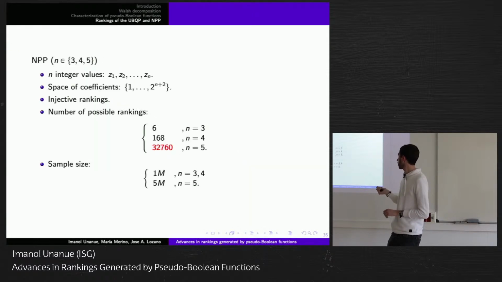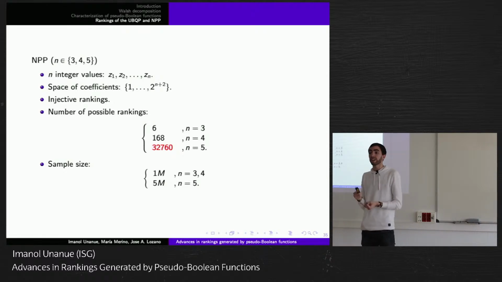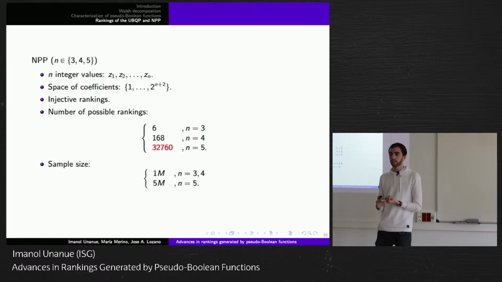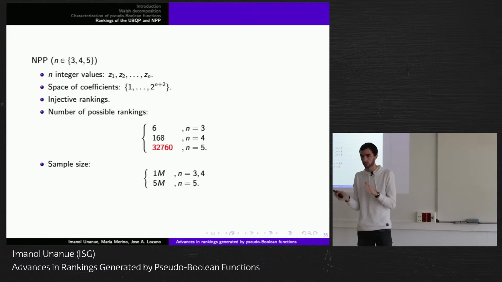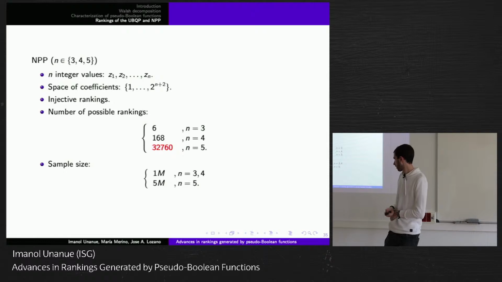For the number of possible rankings, we have the exact number for the cases n equals 3 and n equals 4. For the case n equals 5, we do not have the exact number, but we are almost sure what it must be, and I can explain. And for the sample size, a small sample size was enough. For example, for n equals 3 and 4, a 1 million sample was enough, and for the case n equals 5, it was 5 million.